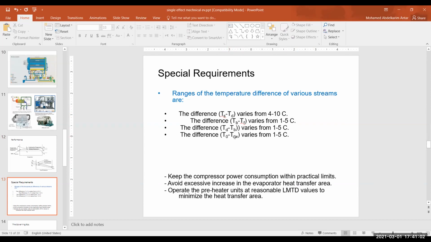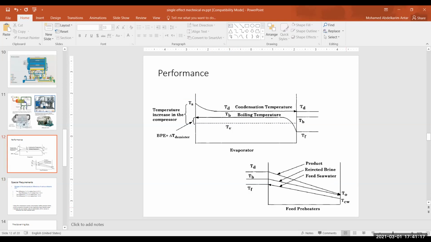The difference between T naught and T cooling water, this is in the feed preheater or the heat exchangers, and we do this limitation so that we just have to consider the area needed in the heat exchanger. Here I'm talking about the temperature difference between T naught and T cooling water. Again, the higher the temperature difference, the smaller the heat transfer area, but the higher the entropy generation, and the less effective the unit becomes.